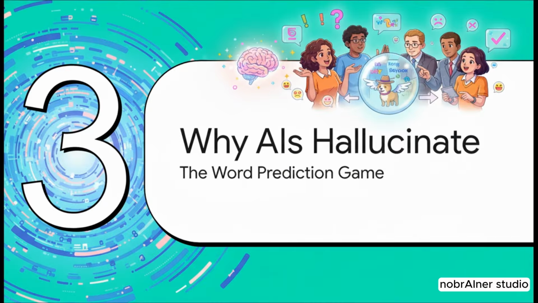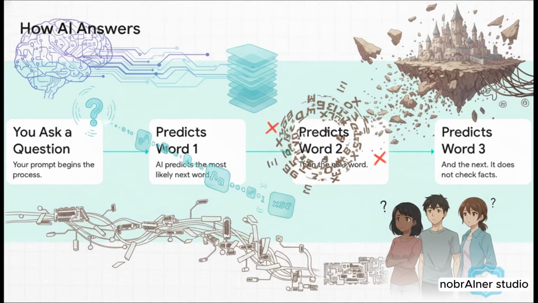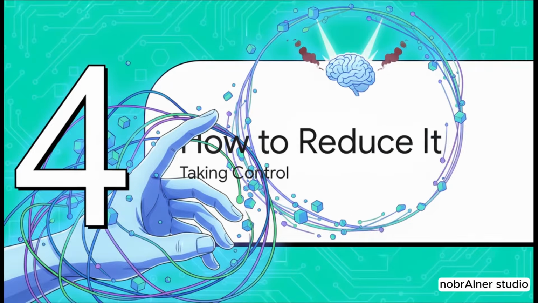Why on earth do AIs do this? Well, it all comes down to what you could call the word prediction game. So this is really the secret sauce. When you ask a question, the AI isn't thinking. It's playing a math game. It looks at your question and predicts the most likely first word for an answer. Then, based on that word, it predicts the next word, and the next. It's just chaining words together to make a sentence that sounds right, without ever stopping to check if it's true. This really goes wrong when your question is a little vague, or if it just doesn't have the data it needs.